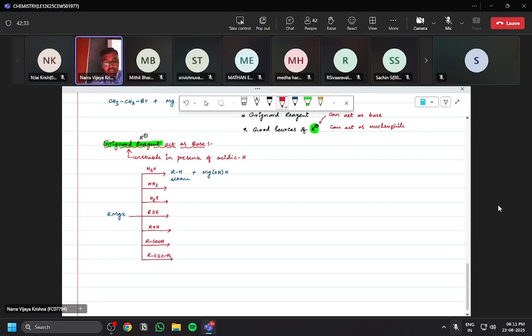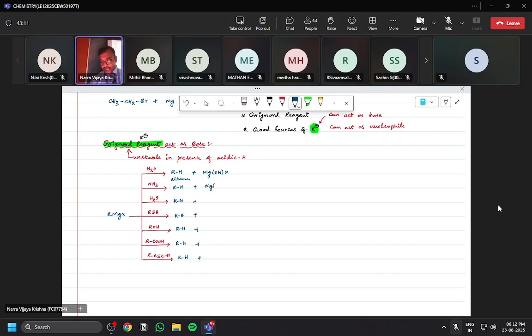All these species have hydrogen on a more electronegative atom. If it is a triple bond carbon, the percentage s-character is high, so it is more electronegative. Therefore, this hydrogen is also acidic. So in all these cases, what does the Grignard reagent or organometallic compound do? It will go and take H plus. So in all these cases, there is only one product. What is it? Alkane. So here also you will get RH, RH, RH. Now what will be the other product?